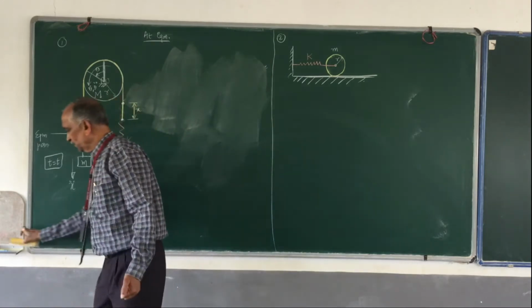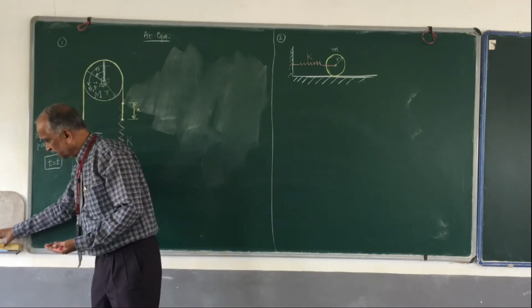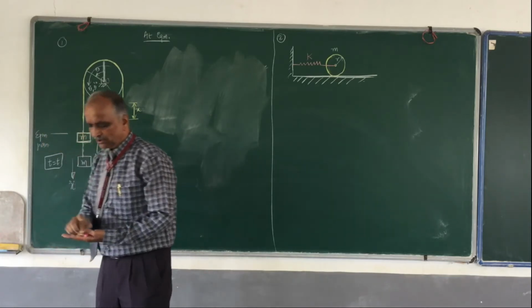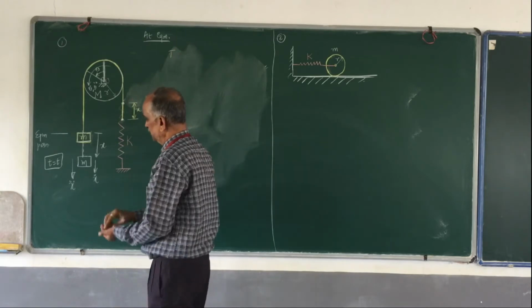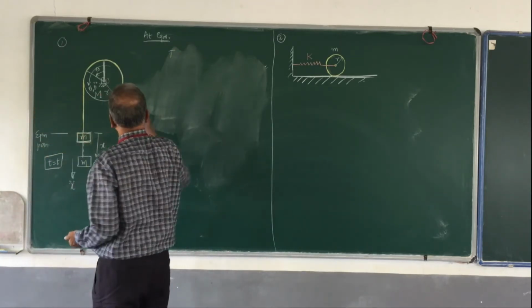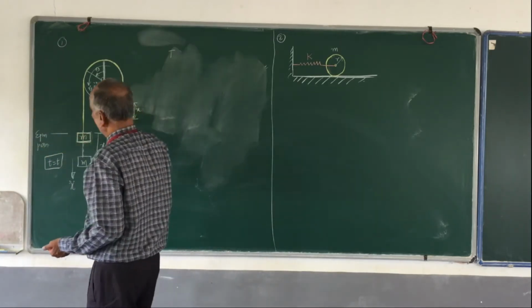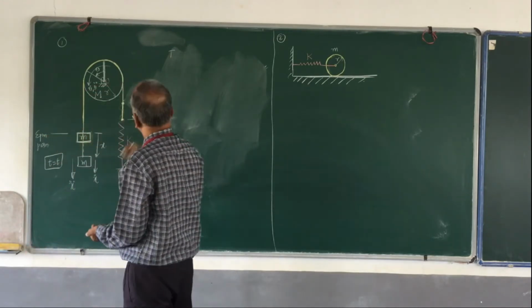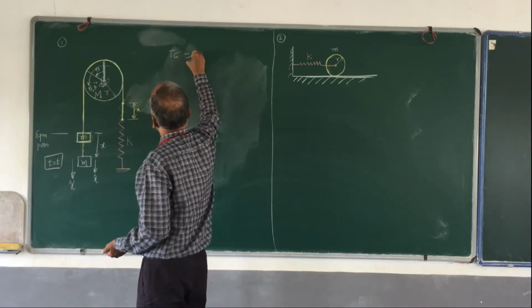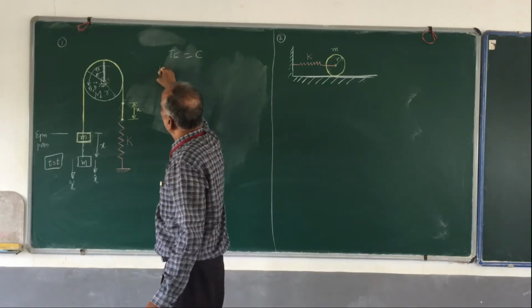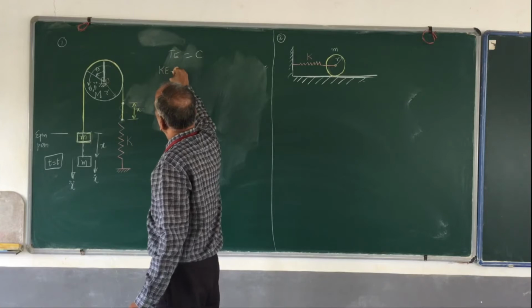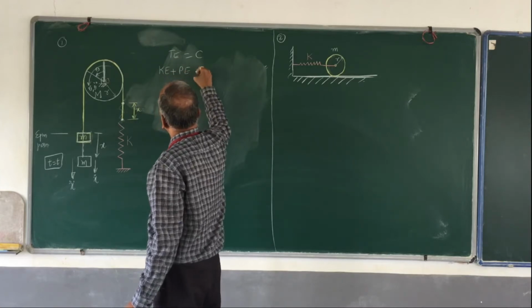All that is clear. Okay, now I shall solve this problem by what is called the energy method. What is the energy method? We know that total energy is constant. Total energy is equal to constant. What is total energy? It is the sum of kinetic energy plus potential energy is equal to constant.